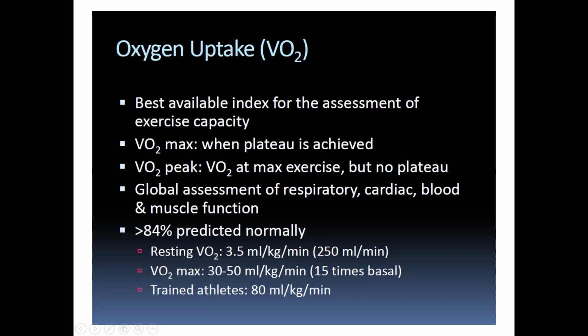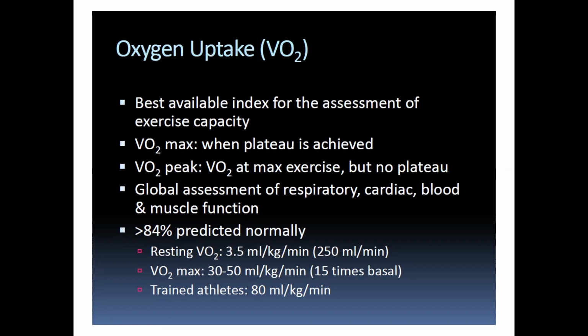In general, I'm giving you some general rules, so try to understand these. In general, above 80% predicted. Now, how do you predict someone's VO2? You base it off their age, gender, height. Weight adjustment has been kind of favored out. So basically, greater than 80% predicted is normal. Less than 80% predicted is abnormal.